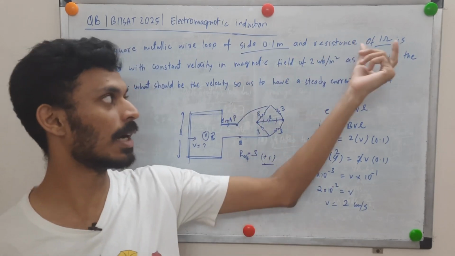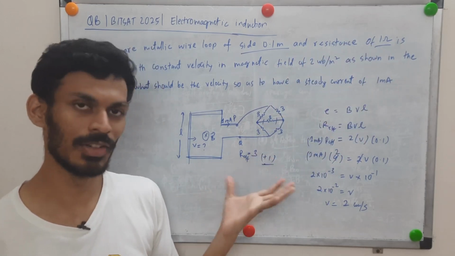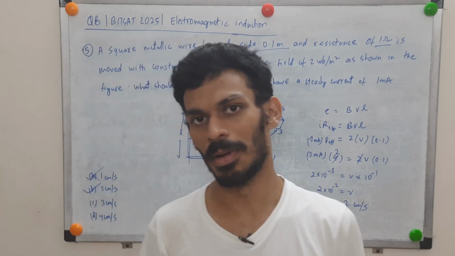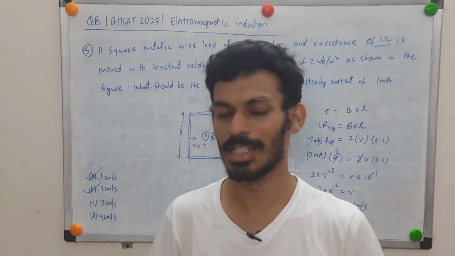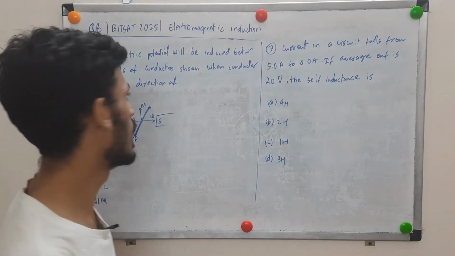Certain data might be provided in the question and certain over here in the figure. So you have to keep in mind both these things. Okay, so that's about this question. Over to the next one. So question 6 and 7 over here.